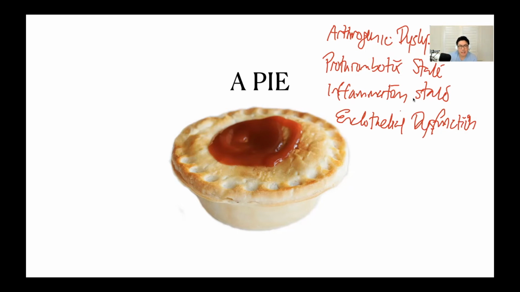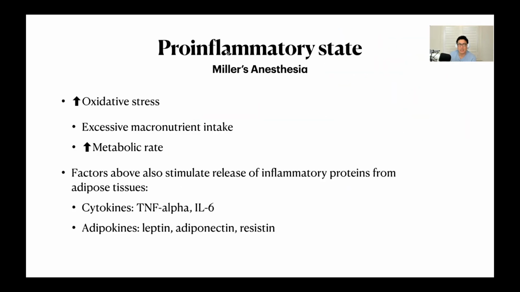Now, the other thing that the examiner wanted was a discussion of the hormones involved. And the nice one to talk about is the hormones involved in the inflammatory state. The idea is that there's an increase in oxidative stress from an excess in macronutrient intake and an increase in your metabolic rate, which leads to your pro-inflammatory state. And this is a discussion in Miller's Anesthesia, in case you want to have the resource there.